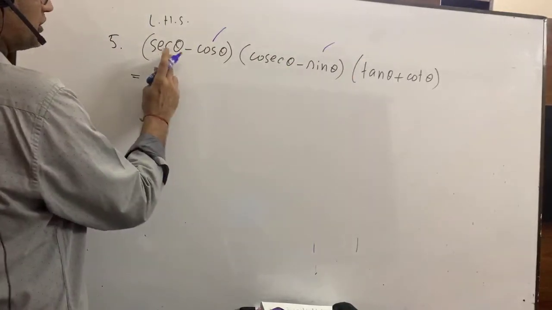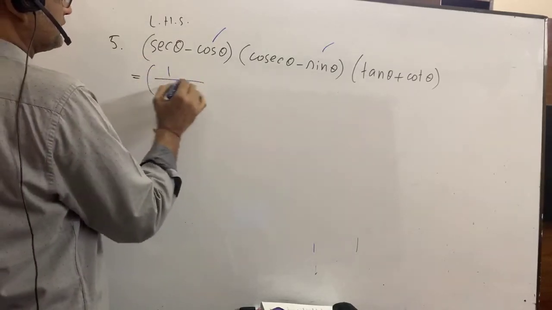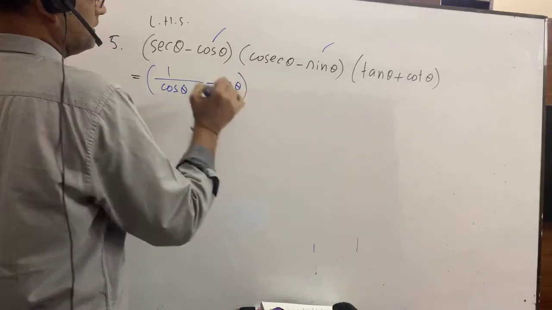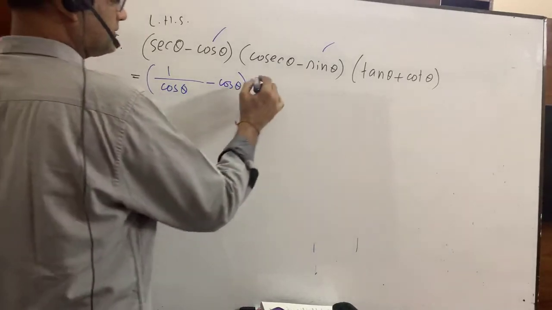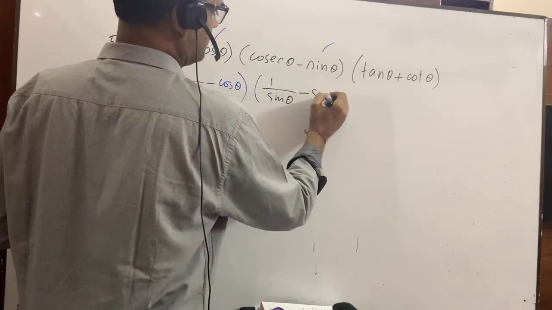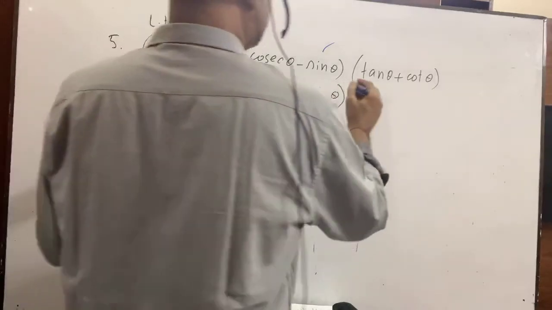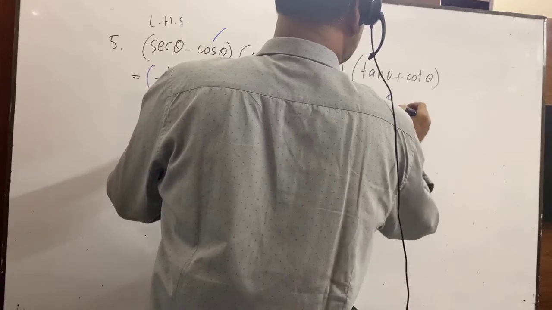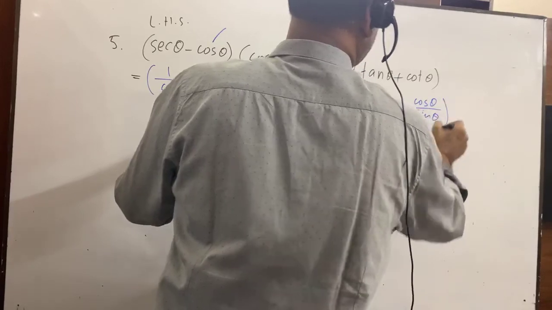Okay, there is a relation between cosine and secant, right? So sec theta can be written as 1 by cos theta minus cos theta. Have you got it? Then as well as cosec theta can be written as 1 by sin theta minus sin theta. Now the last part, tan theta, can be written sin theta by cos theta plus cos theta by sin theta.